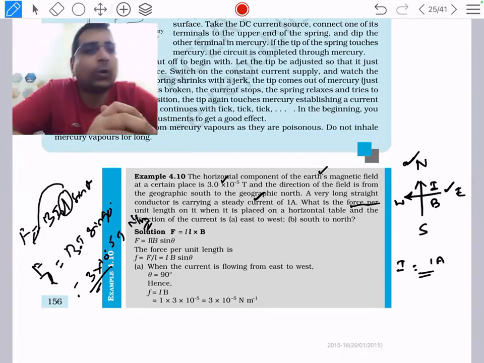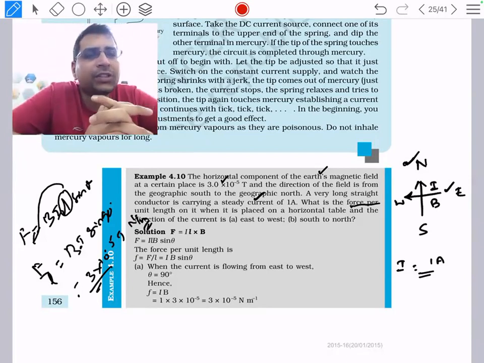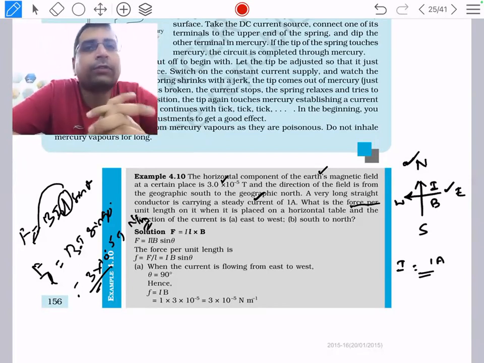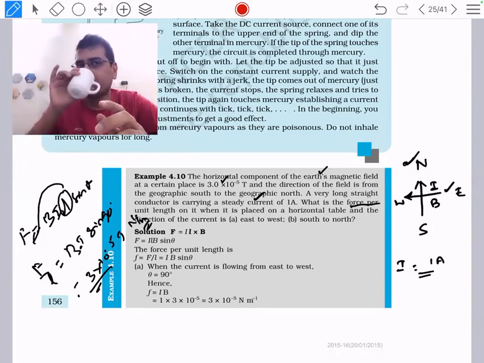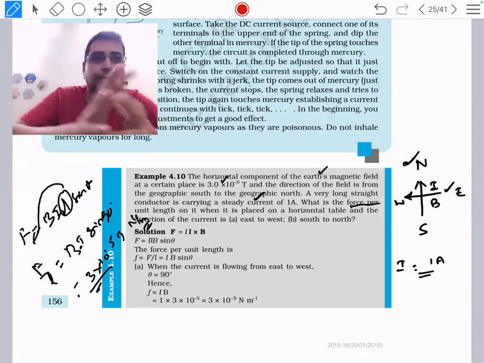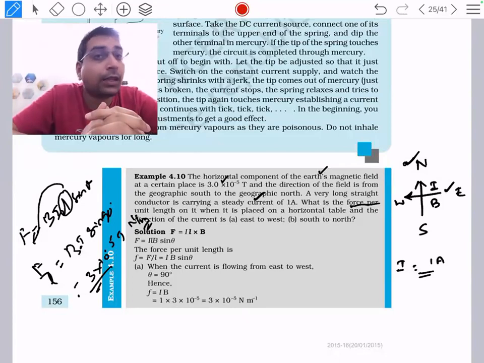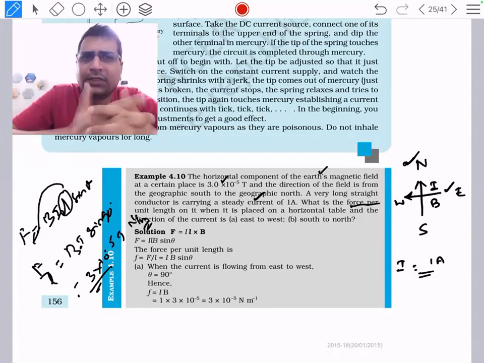So I want to extend this question. Can you guys tell me the direction in which the conductor would start moving if it had the possibility? I'm saying what would be the direction in which the conductor would experience force? Is it opposite to the direction of current?